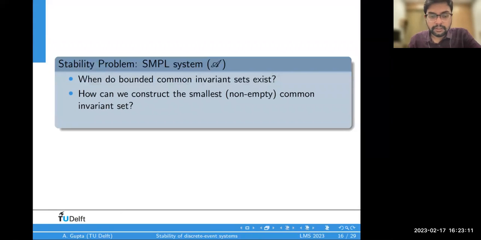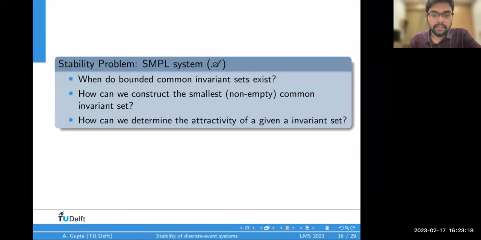The other one is, first of all, is it the smallest? So can I construct it? And the third one, is it attractive? So if I am able to find an invariant set, can I say that I can start from some point and eventually all my trajectories will enter this set? So is it attractive? These are the questions I try to answer for a semigroup of max plus matrices.